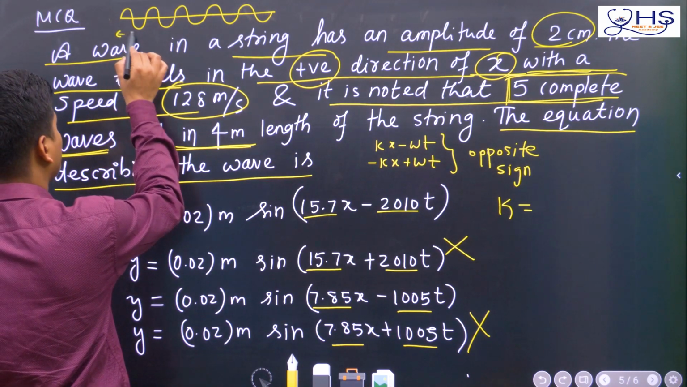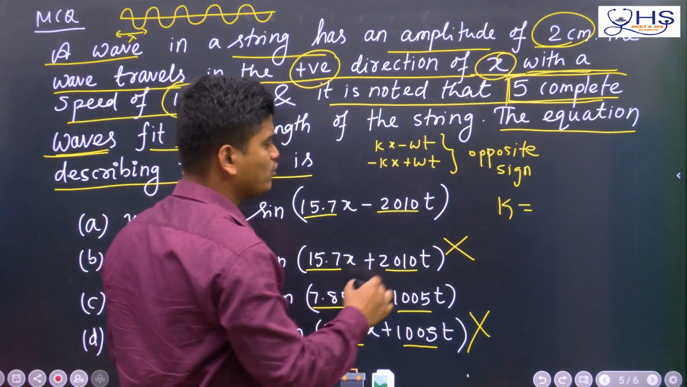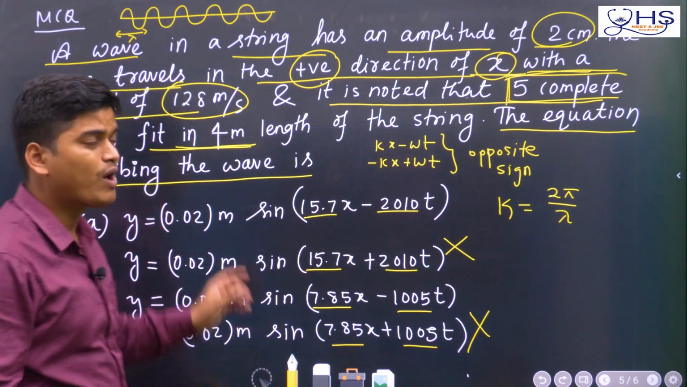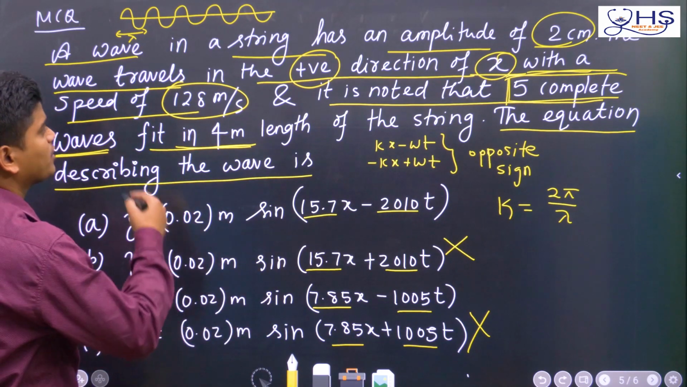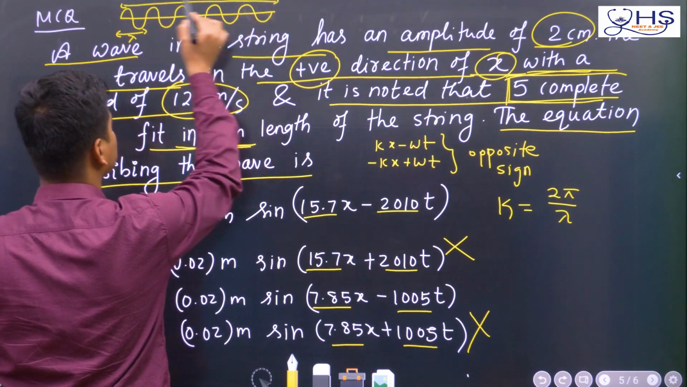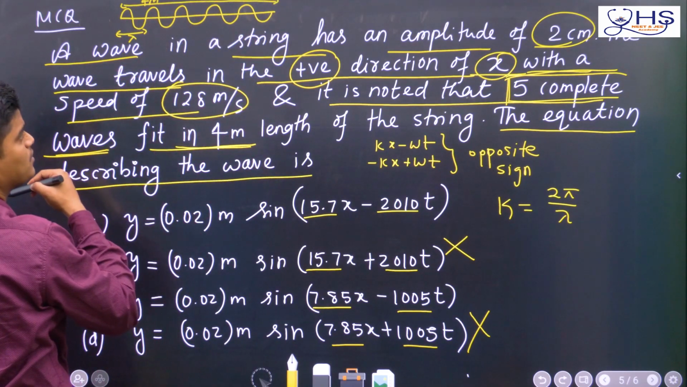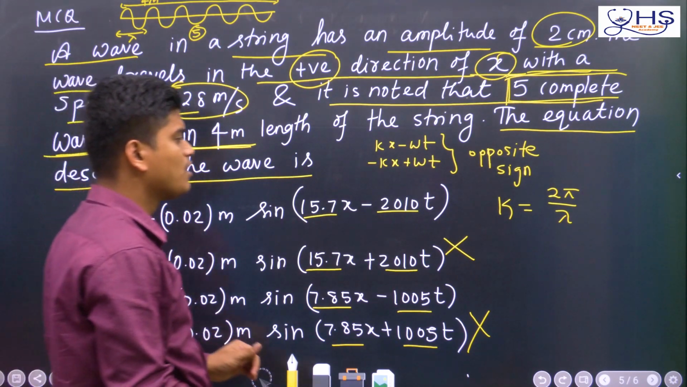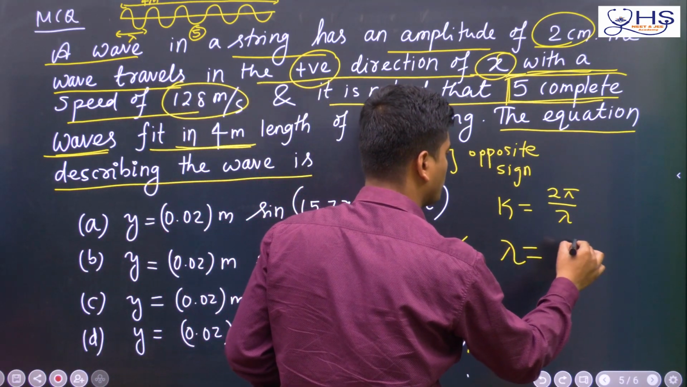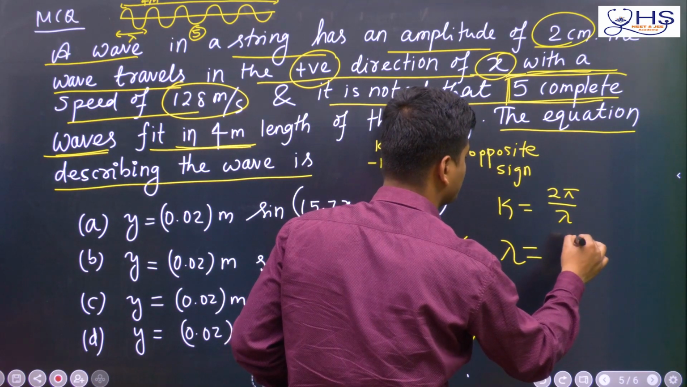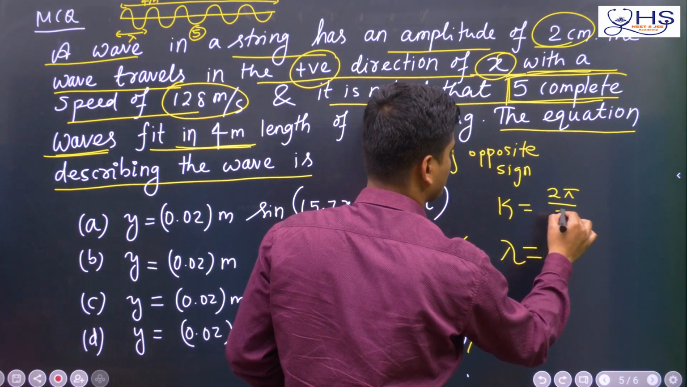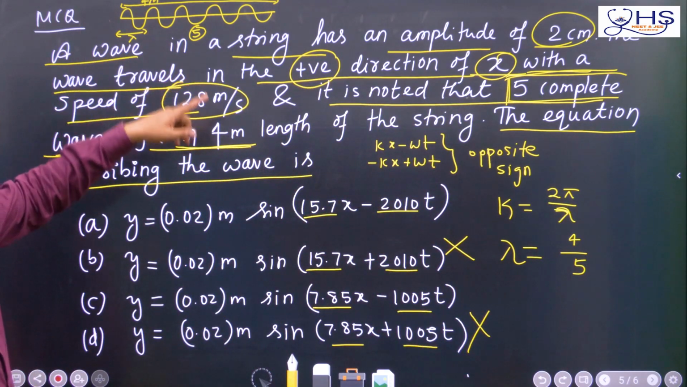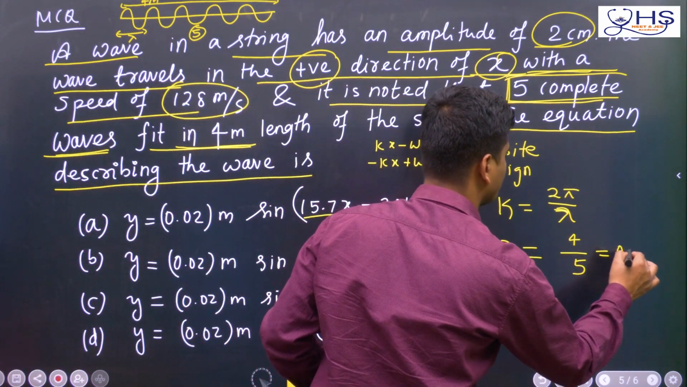So from there you find the wavelength here. Why find wavelength? Because you know k is nothing but 2 pi by lambda. So once you find wavelength, then easily you can get the k value. Now see, total distance from here to here is 4 meter. And how many waves are there? Number of waves is 5. Now I can write lambda equal to total length, which is given as 4 meter, divided by number of complete waves. How many complete waves? 5 waves. So 4 by 5, which is nothing but 0.8.